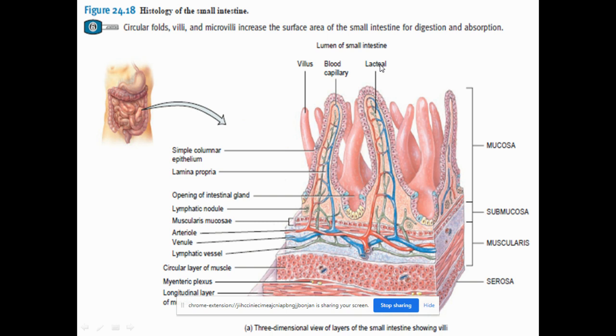So now we have to see the histology of the small intestine. Okay, so you all know the histology of the digestive system. It consists of mucosa, submucosa, muscularis, and serosa. So as you all are well aware, what is mucosa? Mucosa contains the outermost epithelial cells. So what is the name of the epithelial cells? It is simple columnar epithelial cells. You can see the epithelial cells are very well built.